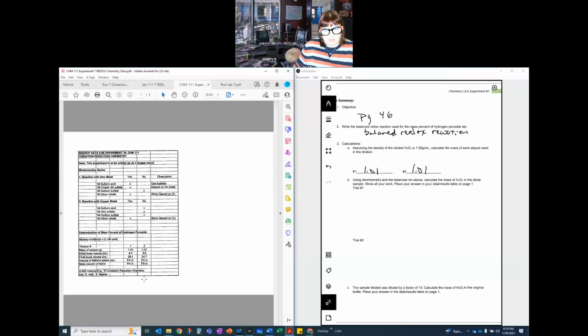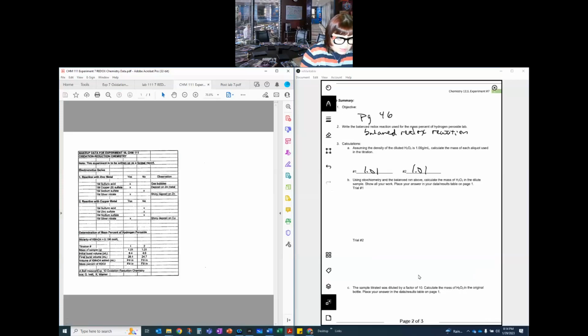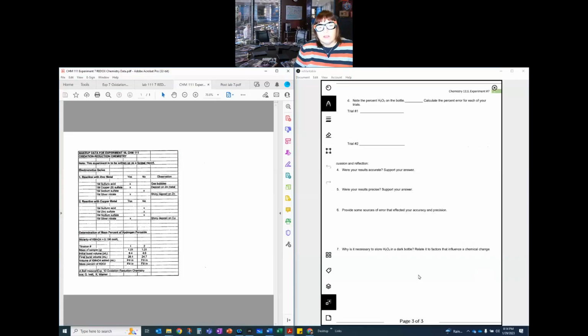The sample titrated was diluted by a factor of 10. Calculate the mass of H2O2 in the original bottle, and then put your data into the table that we were just talking about. So this table right here. That's what's going to go in that little box right there. Okay, so that's what we were talking about. So that's that part of it.